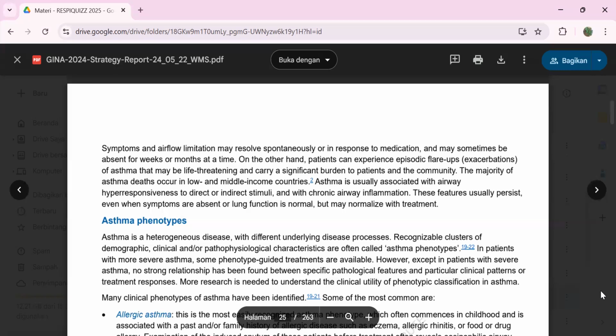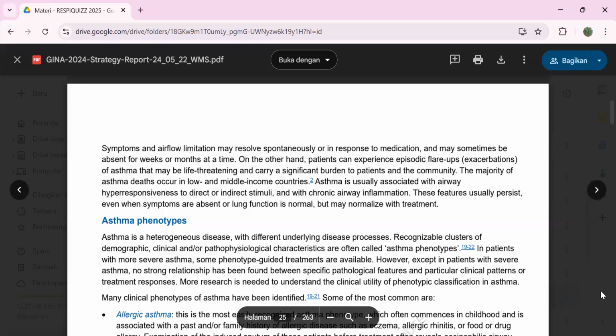Asthma phenotypes. Asthma is a heterogeneous disease with different underlying disease processes. Recognizable clusters of demographic, clinical, and/or pathophysiological characteristics are often called asthma phenotypes. In patients with more severe asthma, some phenotype-guided treatments are available. However, except in patients with severe asthma, no strong relationship has been found between specific pathological features and particular clinical patterns or treatment response. More research is needed to understand the clinical utility of phenotype classification in asthma.